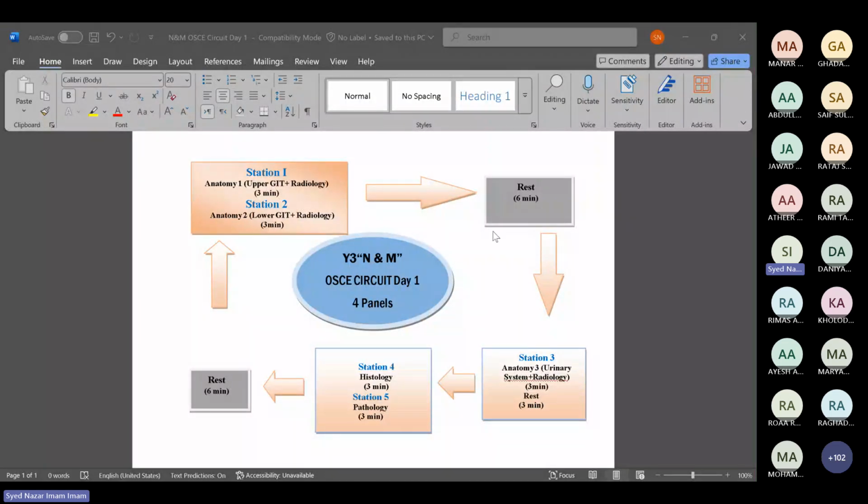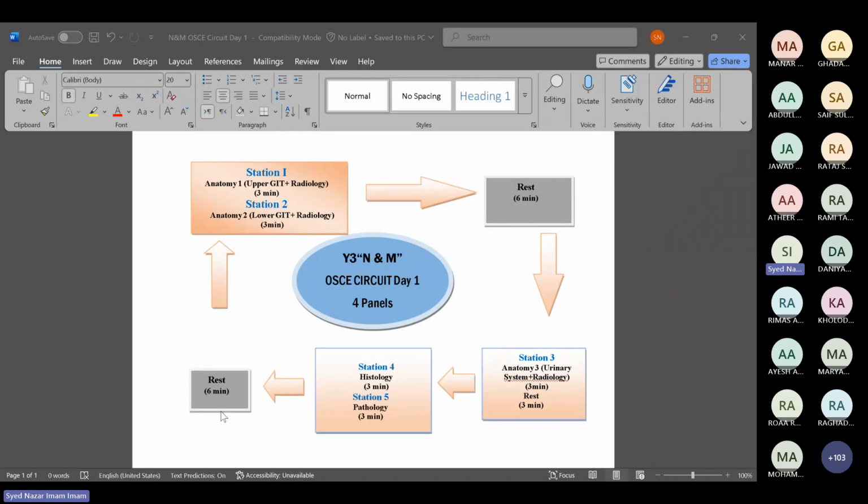From here, you move to another room having 2 stations, histology and pathology, each station for 3 minutes. And this is the third room. Again, you will move to the rest that is going to be 6 minutes. So in each panel, we are having 5 students. 2 will go to the rest and 3 will go to the rooms. Got it? So 1 student enters room number 1.